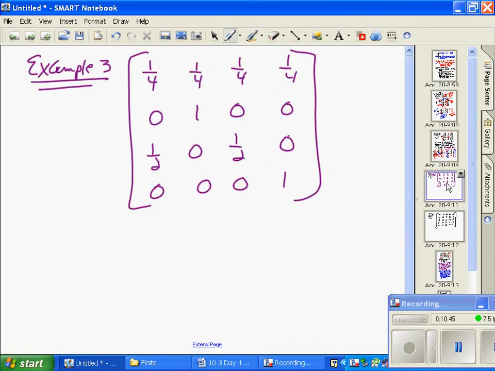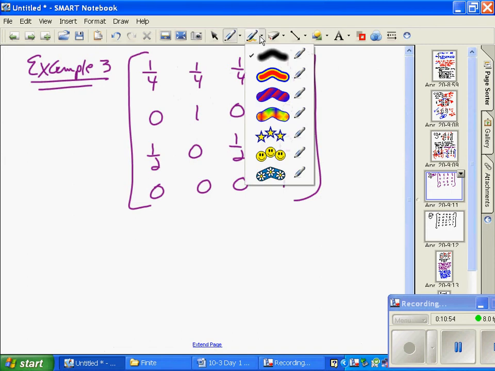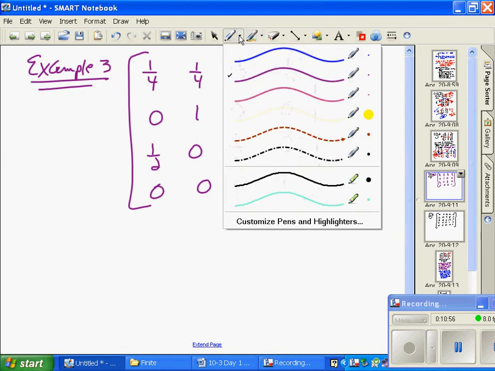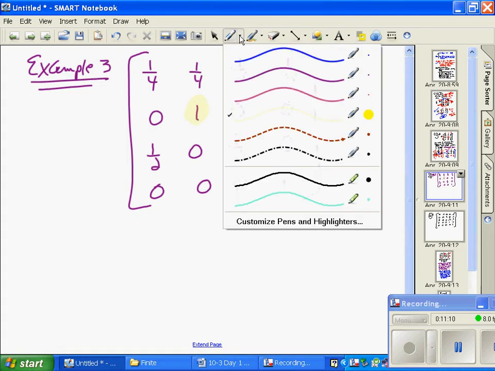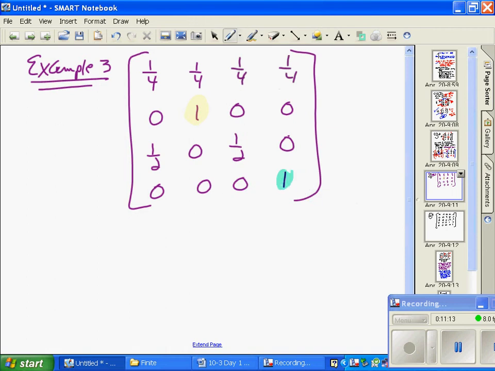I'm going to zip back up to example 3, and we're going to rearrange this so I get my absorbing states in the upper left hand corner. Let me see if I can pull up a highlighter. There's a yellow highlighter. In example 3, I'm going to look for absorbing states. I see a 1 right here. I'm going to highlight it in yellow. I'm not sure if you can see it or not. Let's try a different color. Maybe this green. Here we go. Here's another 1 right there. Those are possible absorbing states.